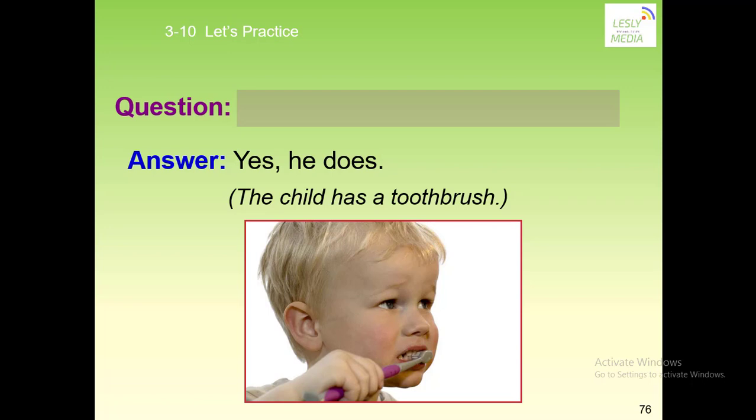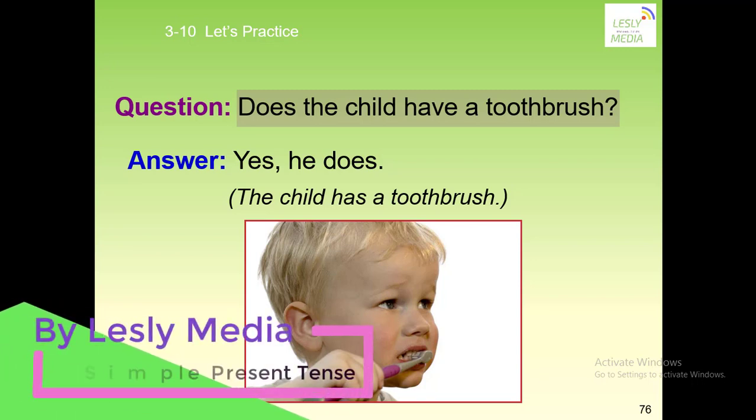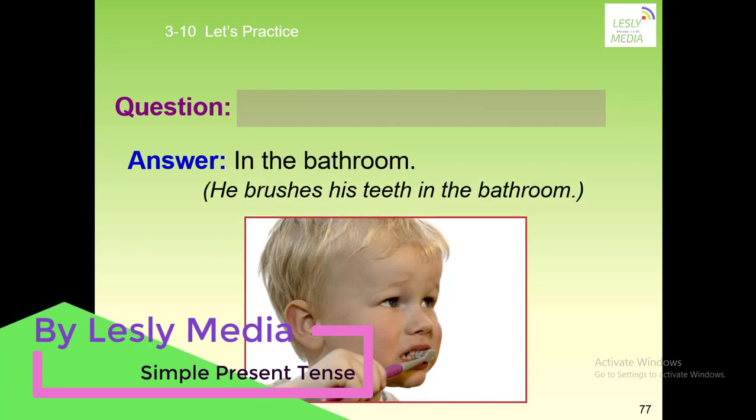Yes, he does. The child has a toothbrush. Does the child have a toothbrush? Does a child have a toothbrush? Yes, she does. The child has a toothbrush. In the bathroom, can you make the question?